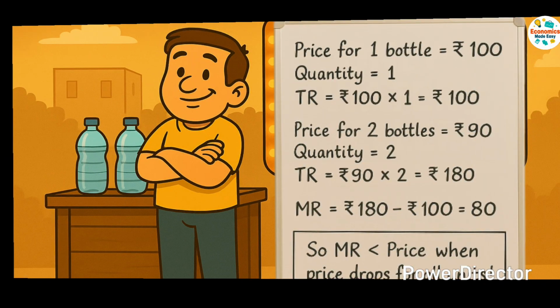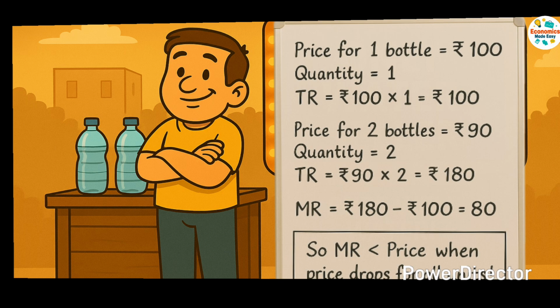Mr. Total Full wants to sell more bottles. So he says, let me lower the price a little. More people will come. At rupees 100, he sells one bottle, so his total revenue is rupees 100. Now to sell two bottles, he lowers the price to rupees 90. So now he earns rupees 90 into 2, that is rupees 180.